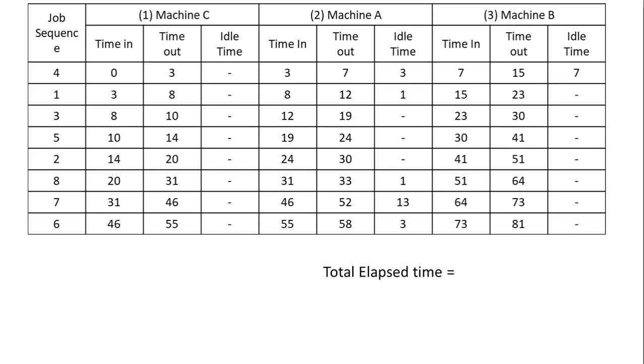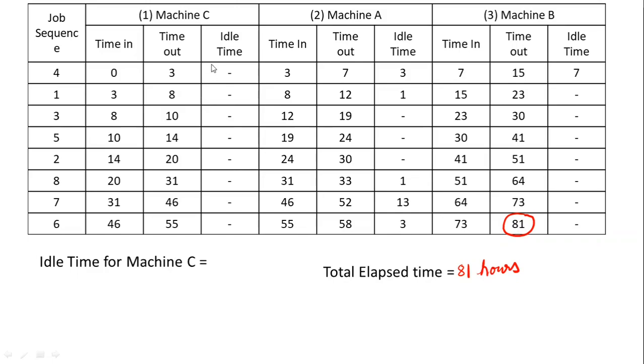The next thing that we have to calculate is the total elapsed time. What is meant by total elapsed time is when the entire job is completed, starting from job number 1 till job number 8 in sequence in all the missions, and what time it is getting over. So total elapsed time is basically 81 hours. Next, we have to find out the idle time for each and every individual mission.